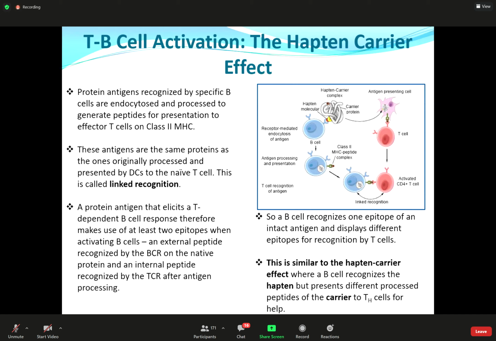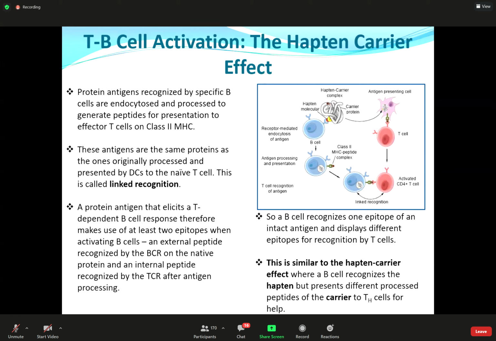And the reason why it makes that hapten now immunogenic is because a dendritic cell can capture that whole hapten carrier complex and present epitope to a T helper cell. The T helper cell can then provide help to the antibody producing B cell to make an antibody against that hapten.